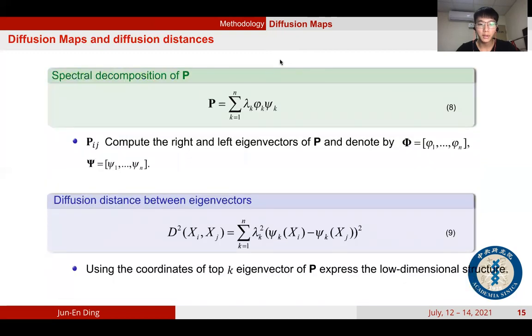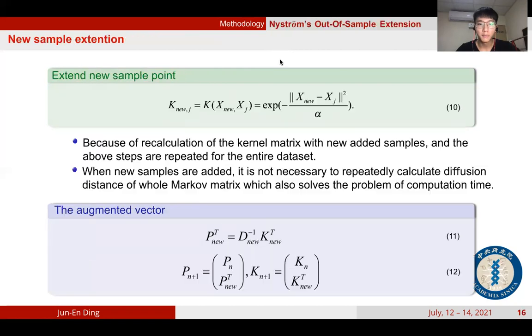We can use the spectral decomposition of the P matrix to compute the right and left eigenvectors of P, denoted by equation X, and then the coordinates of the diffusion distance can be written in terms of the eigenvectors of P, which express the low-dimensional structure.